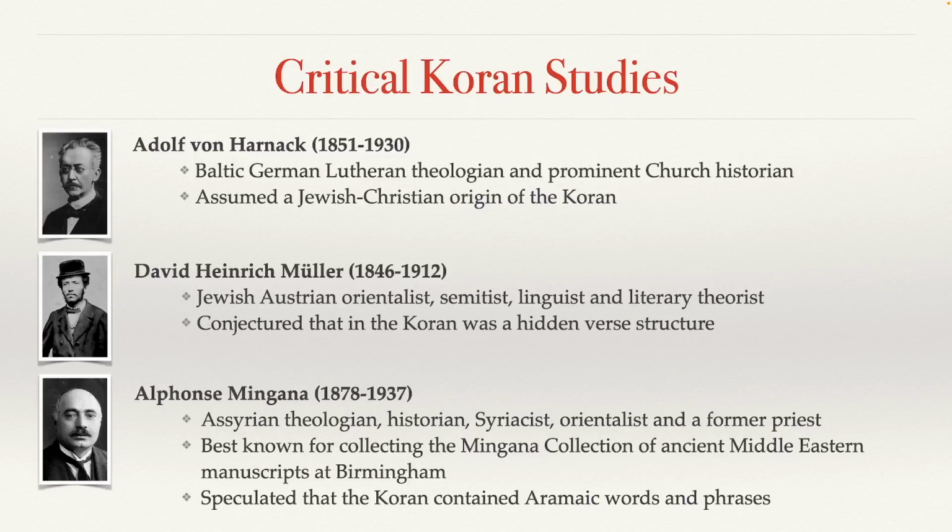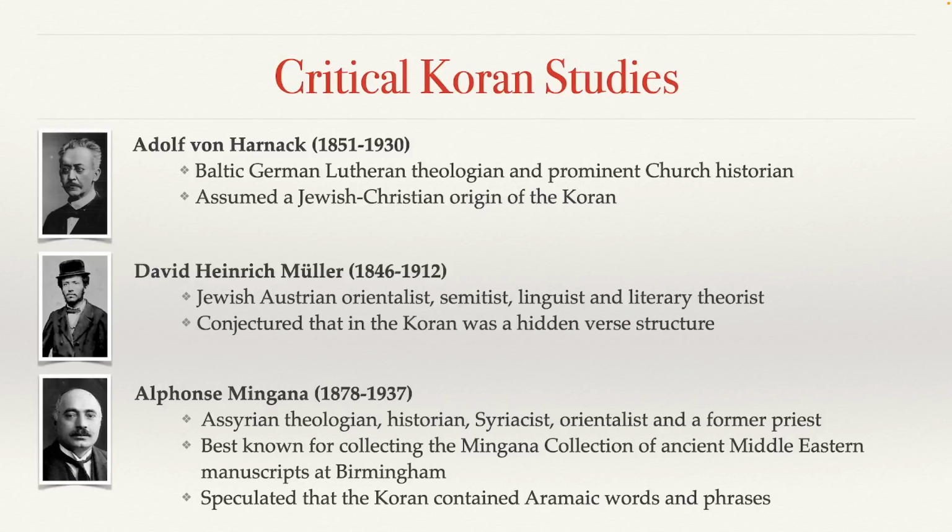Next, we have David Heinrich Müller. He lived from 1864 to 1912. He was a Jewish Austrian Orientalist, Semitist, linguist, and literary theorist. He conjectured that in the Quran there was a hidden verse structure. And that's also something which we'll see on the next slide, which will come up again.